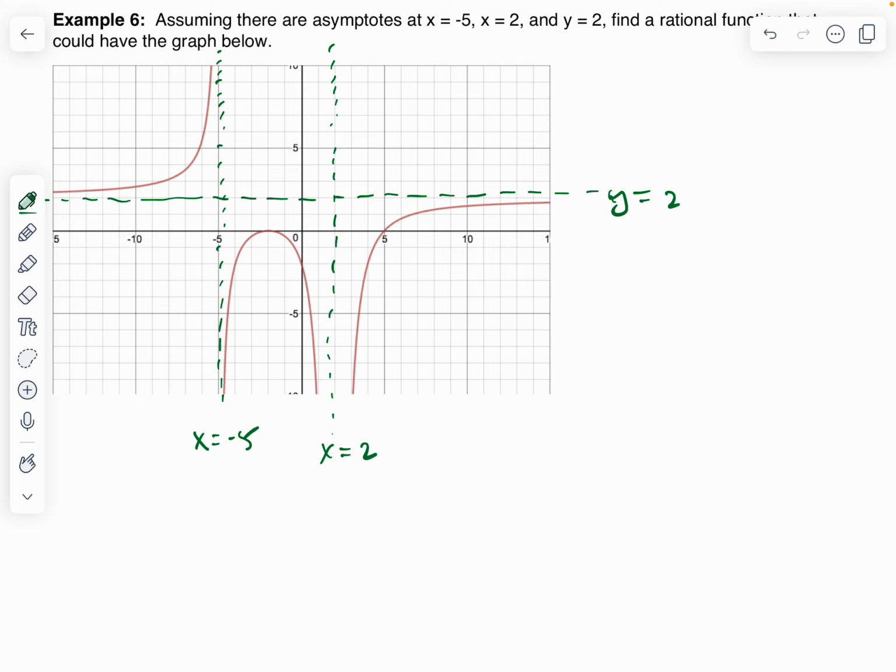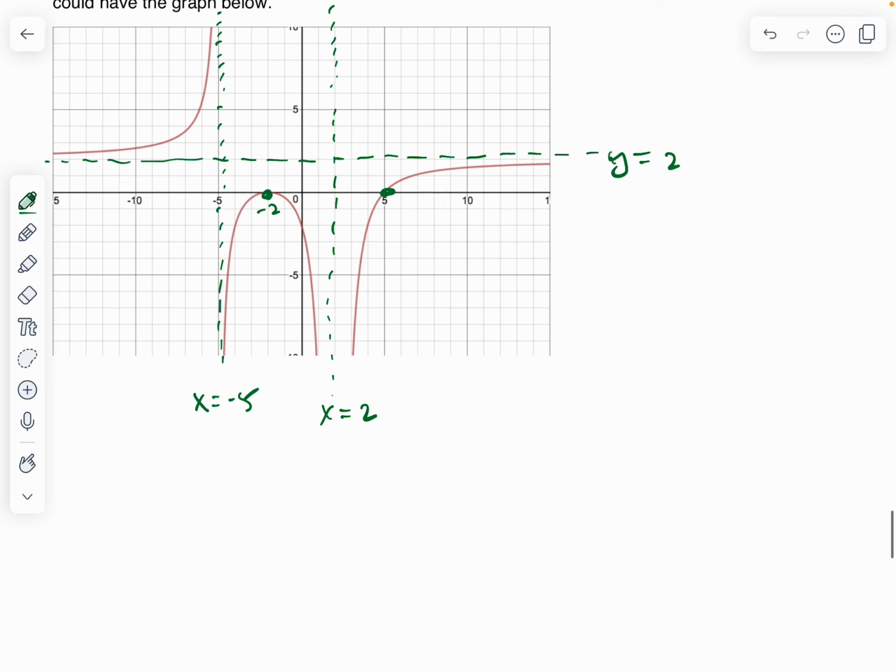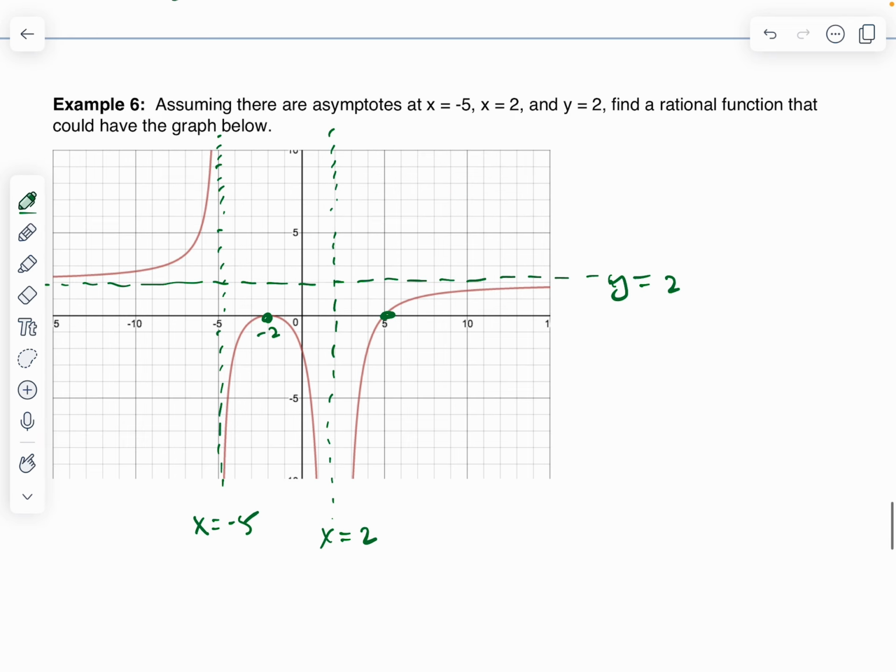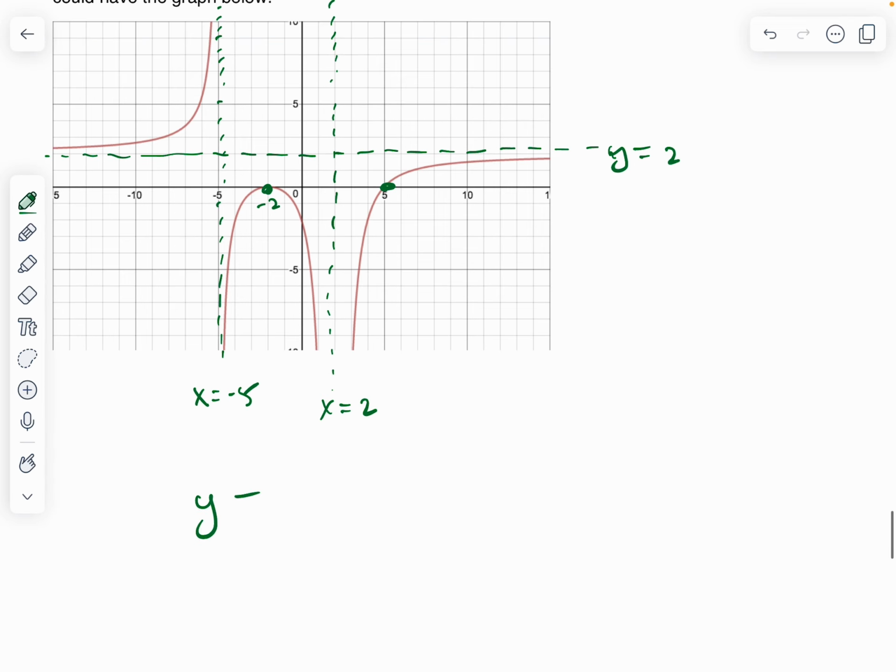And I'm going to highlight a couple things so I can see some x-intercepts here. We got 5 and we got -2. And that's enough. That's all we need to write our equation. And so just working backwards, we're going to start with the numerator. The numerator tells us the x-intercepts. So look at the x-intercepts and work backwards. If we have -2 as an x-intercept, that means we got to see x plus 2 in the numerator.